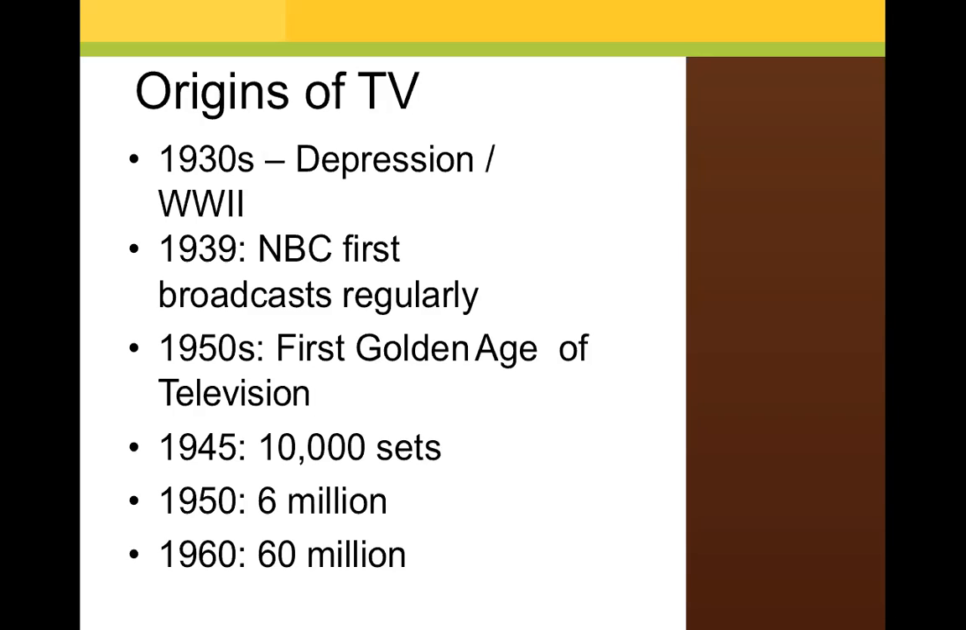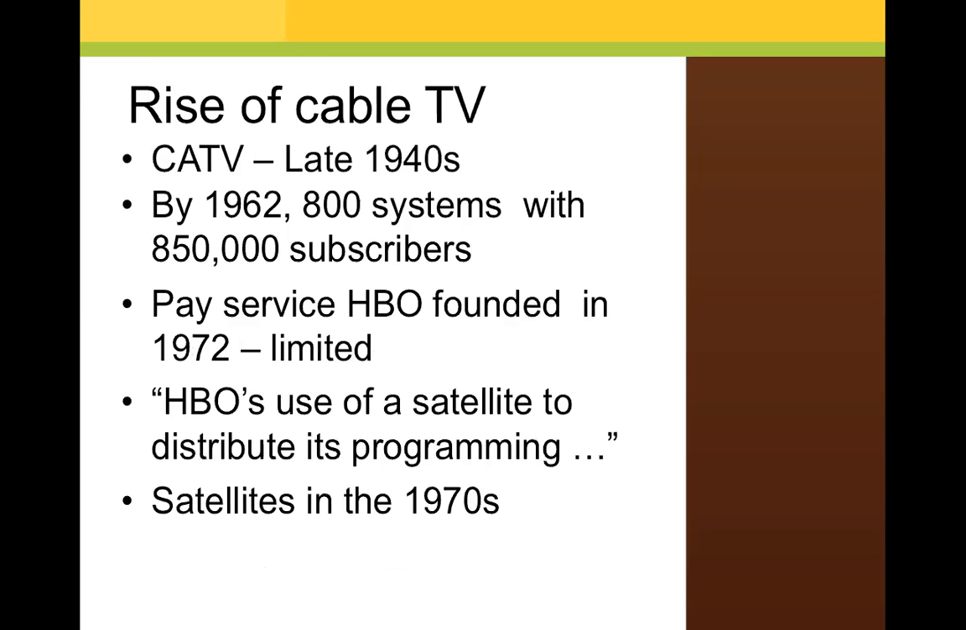So we then get into the mid to late 40s, and as soon as the war is over, things kick into gear for television. 1945, 10,000 sets. By 1950, 6 million TV sets in the home. And then by 1960, 60 million TV sets in the home. And of course, that growth in the 1950s caused radio to have to drastically change and become something different. All the programming that had been on radio moved over to TV, and it is therefore recognized also as the first golden age of television in the 1950s.